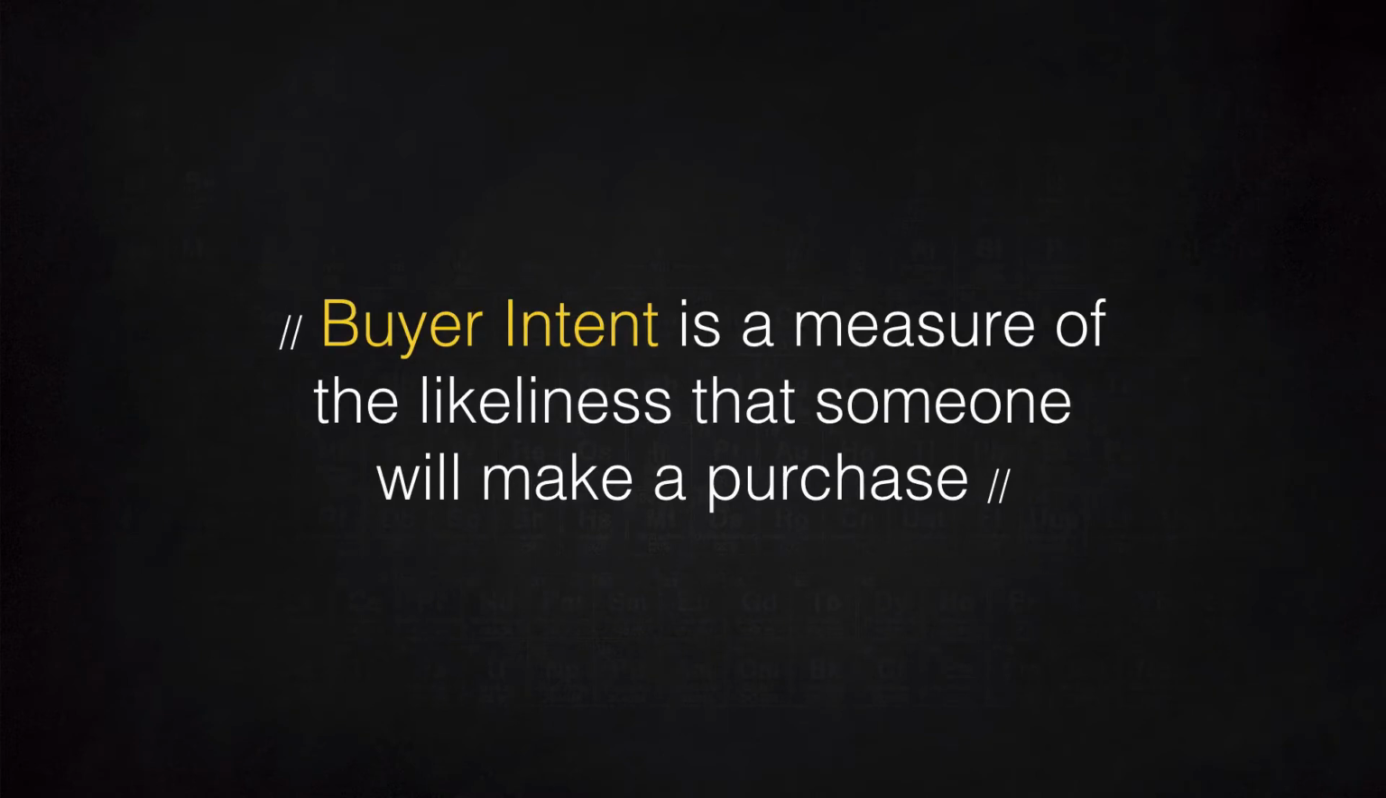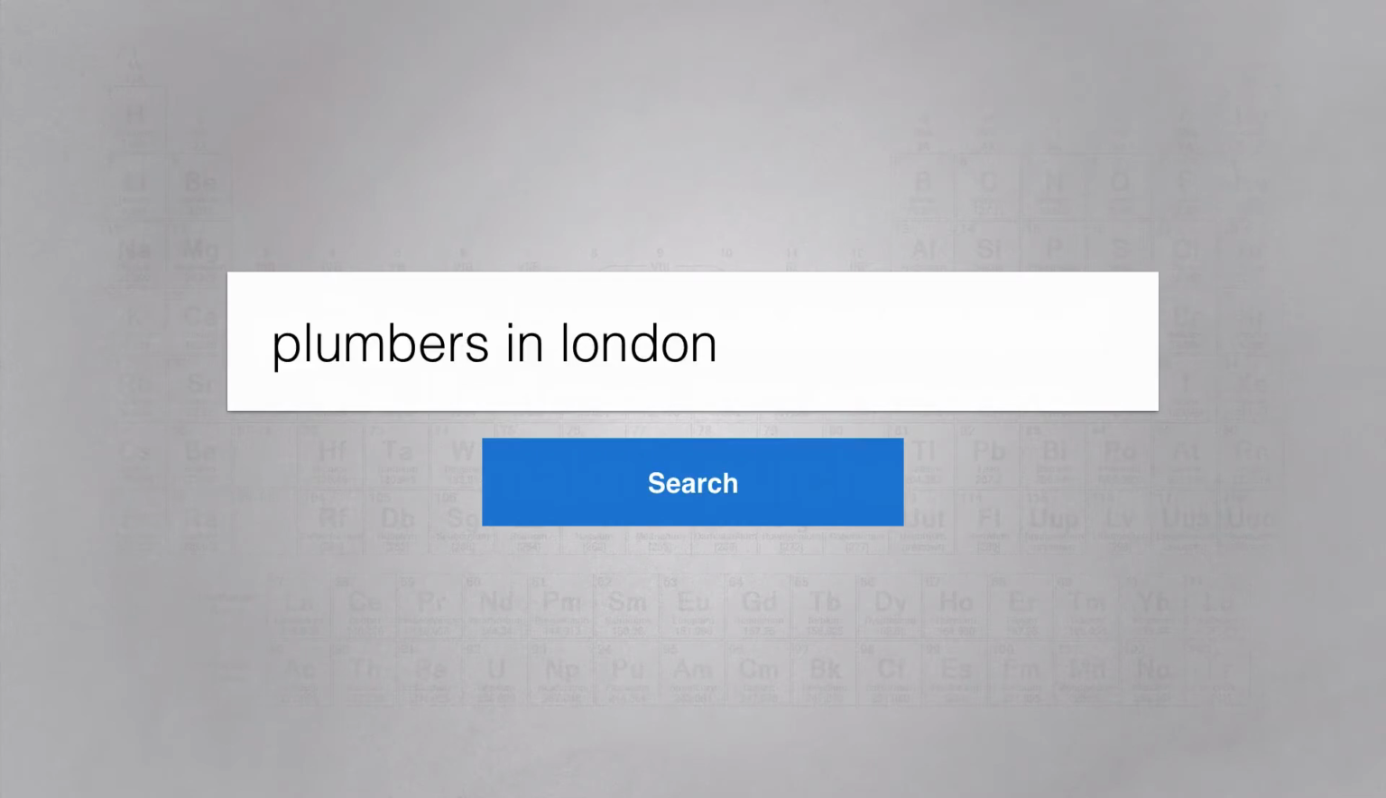Buyer intent is a measure of the likeliness that someone will make a purchase. Understand? So, if someone goes online and searches for plumbers in London, how high is their buyer intent? Pretty high, right? Because if someone searches that, it's very likely that they want a plumber in London, which means it's very likely that they're going to buy something.